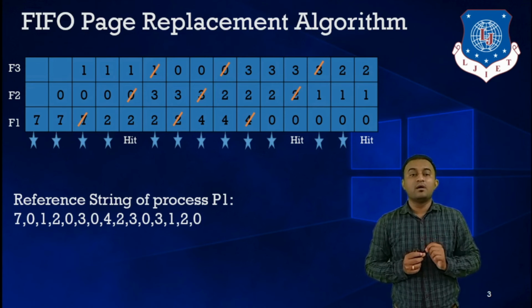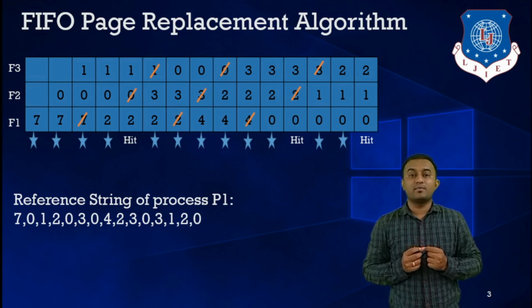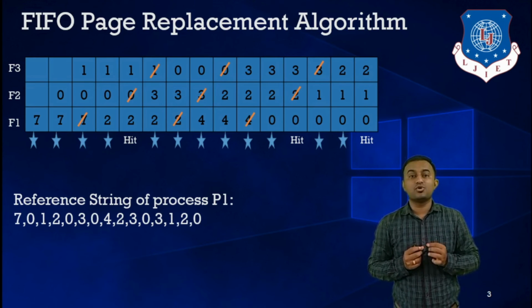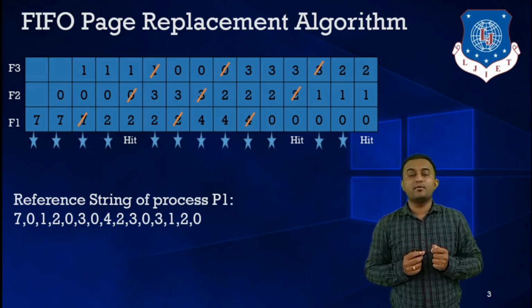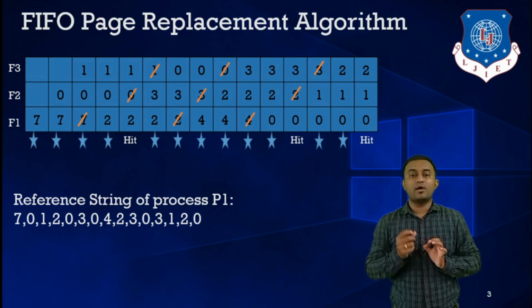Now next one, 3. Is 3 already present? No, 3 is not present in this case. So which value will be replaced by 3? 0 would be discarded and 3 would be put in the F3 frame. Now the updated values are 4, 2, 3. Is there any page fault? Yes, it is considered a page fault.